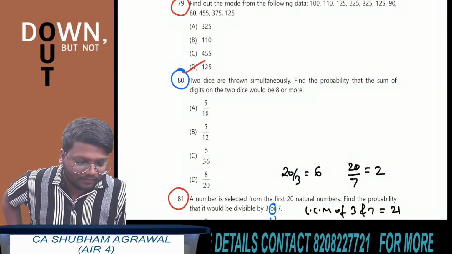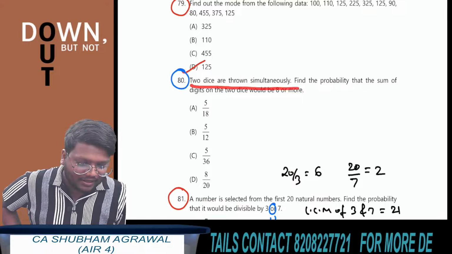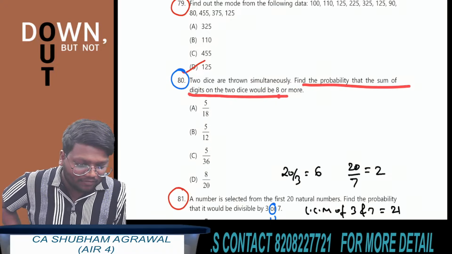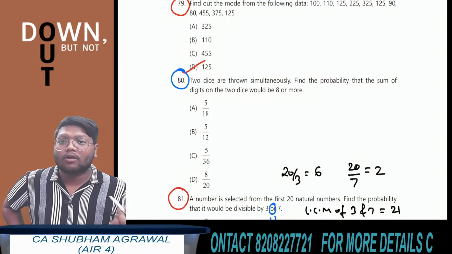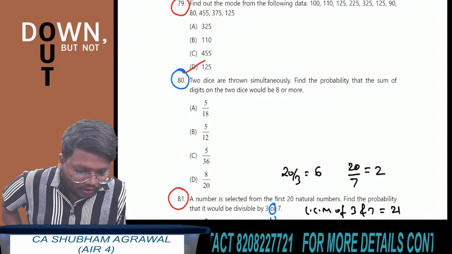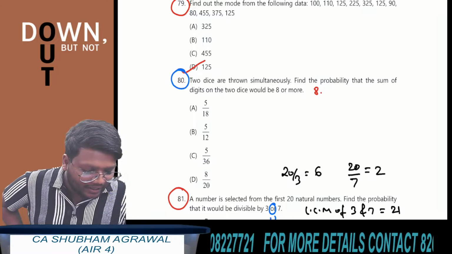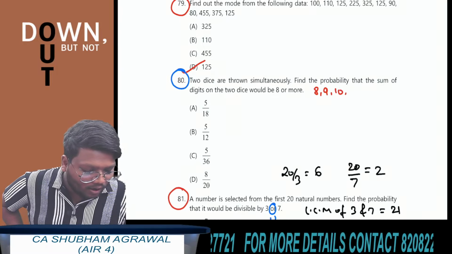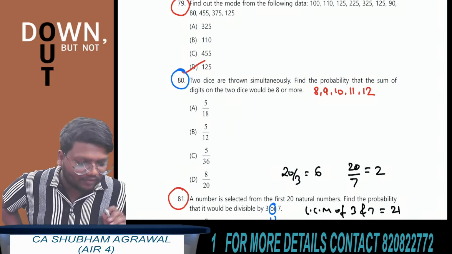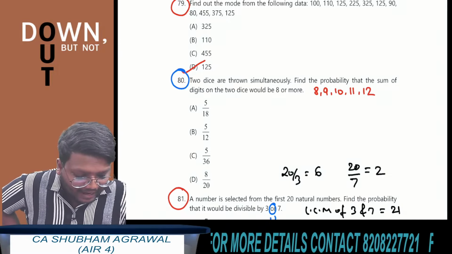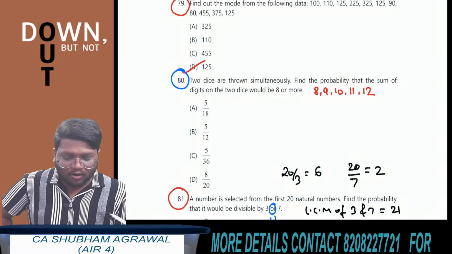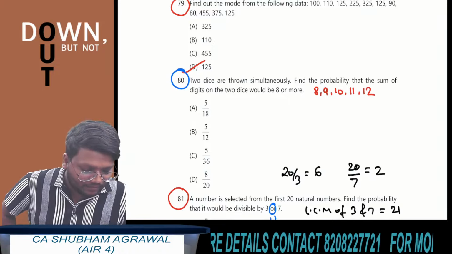Question number 80. Two dice are thrown simultaneously. Find the probability that the sum of the digits on the two dice would be 8 or more. Okay, 8 or more. So here the sum of the digits on the two dice can be either 8 or 9 or 10 or 11 or 12. Write the outcomes in which sum of the digits on the two dice can be 8.